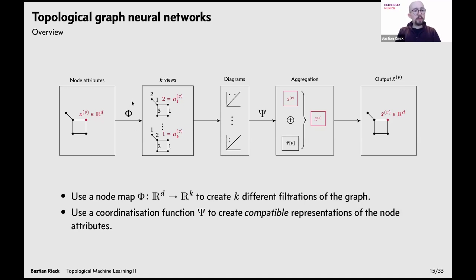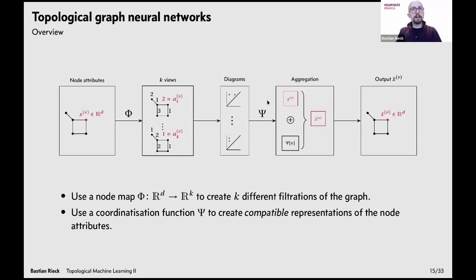We apply what we call a node map phi, which is just a function from Rd to Rk. And Rk we treat as a component-wise way to have different filtrations in the graph. So you can see that we disentangle that. We are now in Rk, and we evaluate these k different filtrations on the graph. We get k different persistence diagrams, or actually a little bit more, right? Because you could also create persistence diagrams that contain cycle information and so on. But let's just say we have k different persistence diagrams.